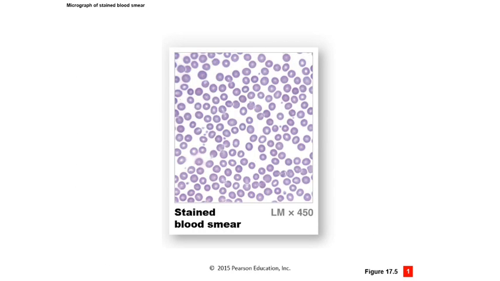So if you just took a look at blood under the microscope, right, you would just have this smear. Most of these cells are just good old red blood cells. The little tiny fragments are platelets. So these little fragments you're seeing are platelets.